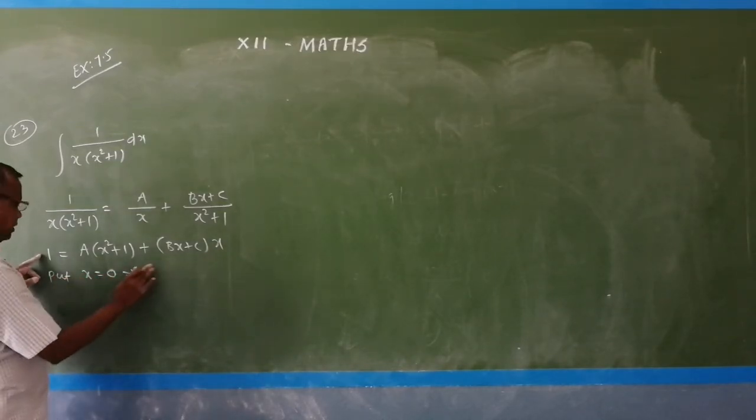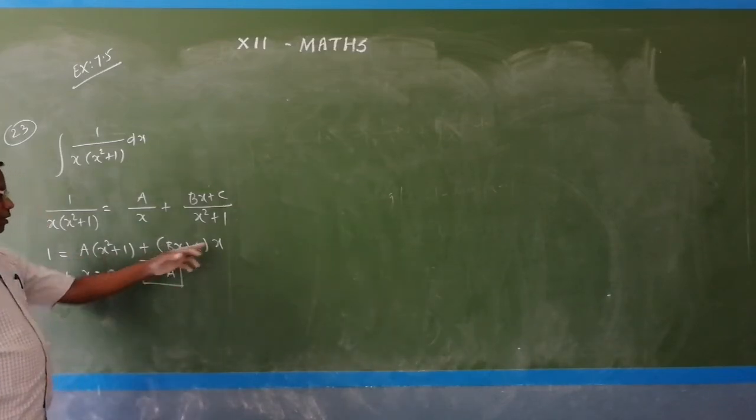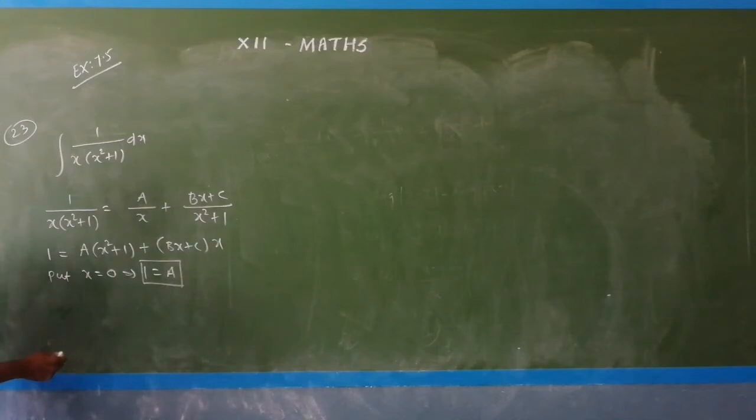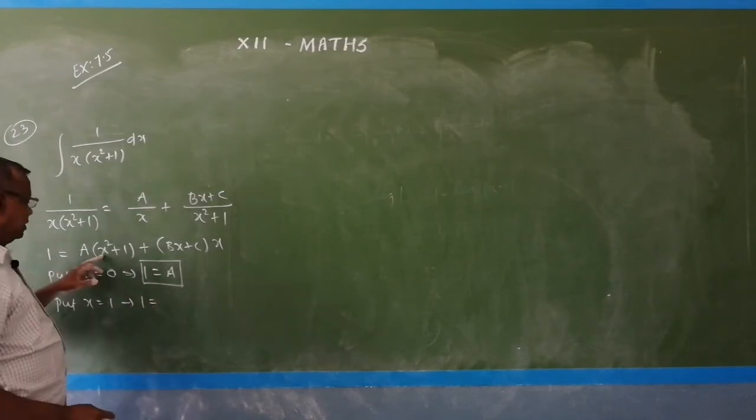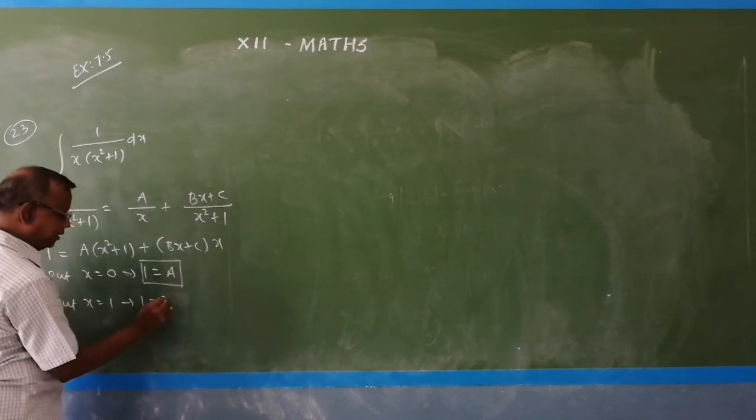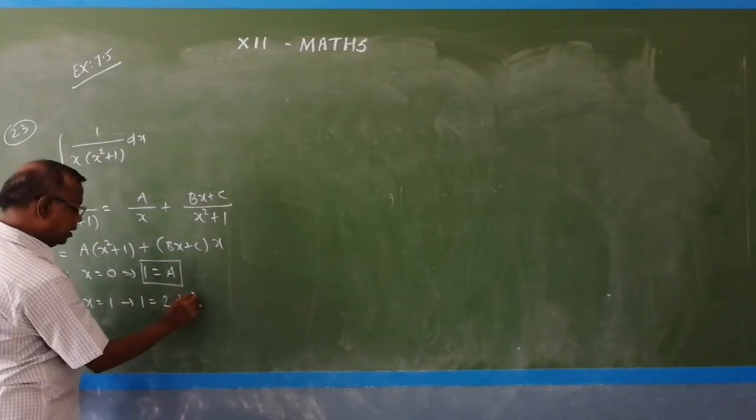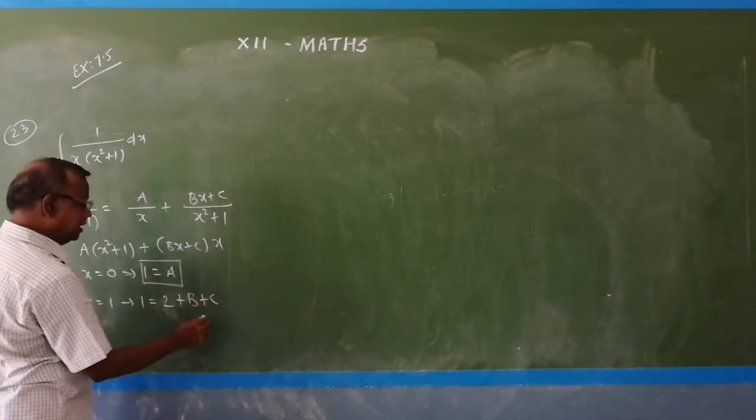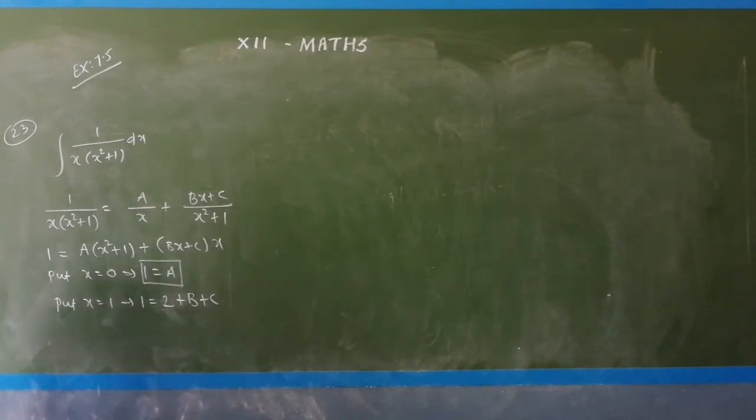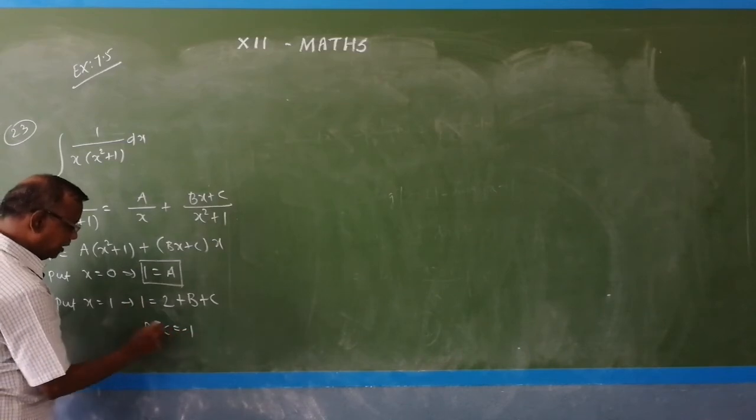So, put x equal to 0. We have LHS 1 equal to a. So, this is one value, 0 means 1, so the entire other part is 0. Put x equal to some other value, put x equal to 1. So, 1 equal to 2a, with a equal to 1, means only 2, plus b into x means 1, so plus b, and we do not know c, plus c, and here x means 1. So, b plus c, which gives b plus c equal to 1 minus 2, minus 1.